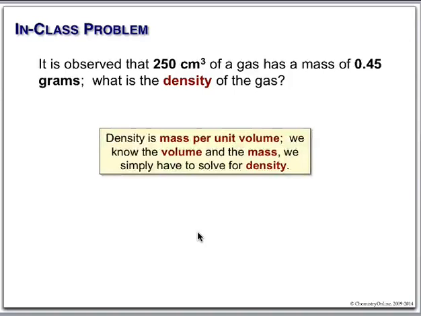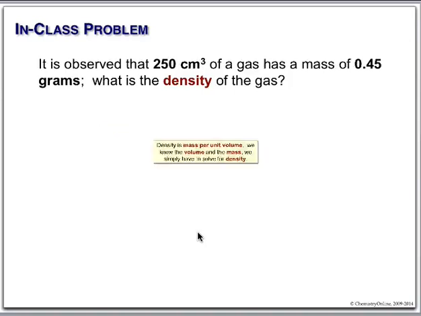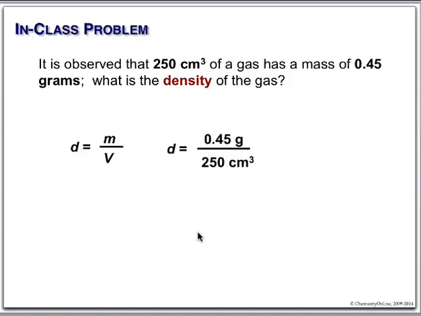In this problem, it's much simpler just to take D equals mass over volume, plug it in, and do the division. Our mass here is 0.45 grams. Our volume is 250 cubic centimeters. Do our division, our units will be grams per cubic centimeter, and our density is 0.0018.